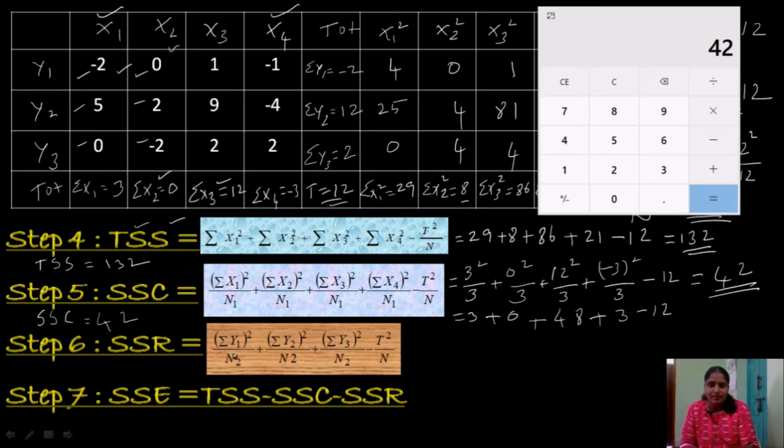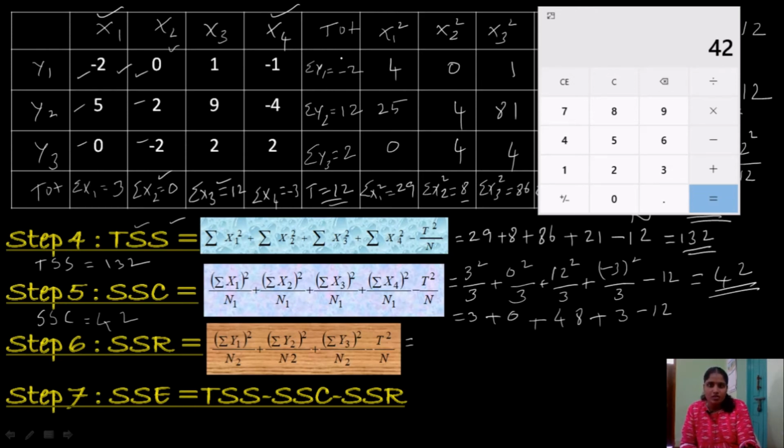And next we calculate the value of SSR, that is sum of squares between rows. This is calculated by making use of this formula, that is sigma y1 whole square over n2 plus sigma y2 whole square over n2 plus sigma y3 whole square over n2 minus the correction factor T square by n. So you already know the values of sigma y1, y2 and y3.